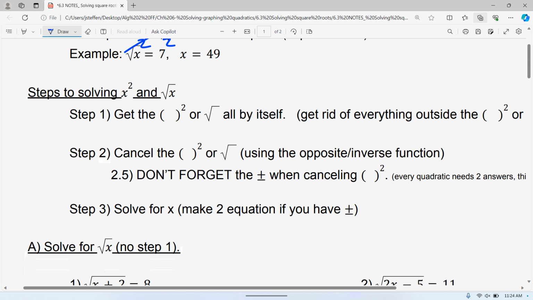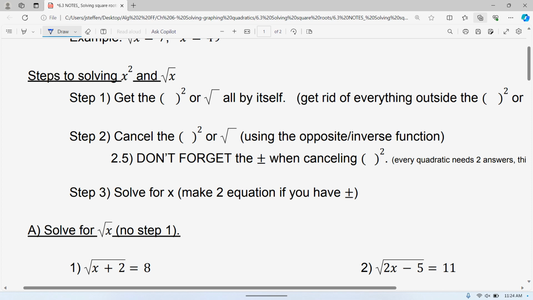So I broke it down into these 3 steps. The first step is you need to get either the square or the square root. For our purposes, we need to get the square root all by itself. So whatever is outside your square root, we need to get rid of that. Once you have the square root all by itself, then we cancel the square root. We use a square, just like I said. The plus or minus, we're going to talk about that on Monday with the next lesson. And the last step, now all you need to do is solve for x. And again, make 2 equations. That part is what we're going to do on Monday. So, get rid of everything outside the square root, cancel the square root, and then solve for x. Those are the only steps.